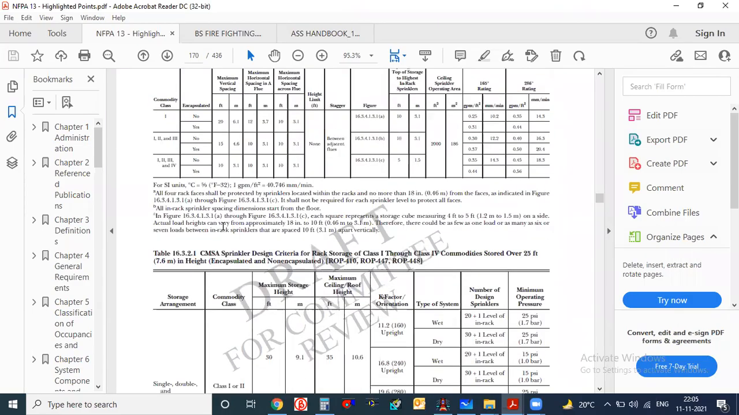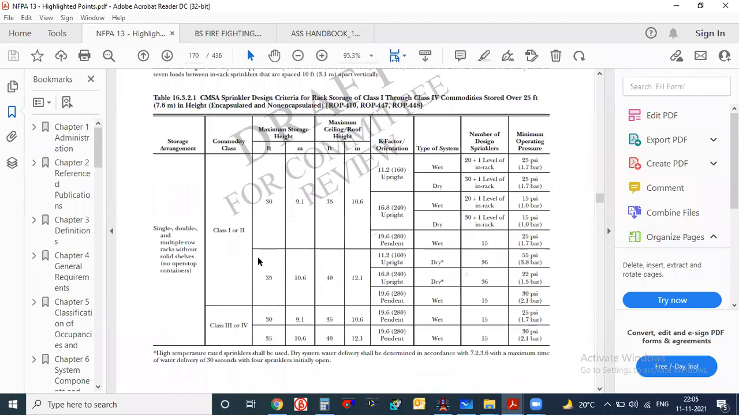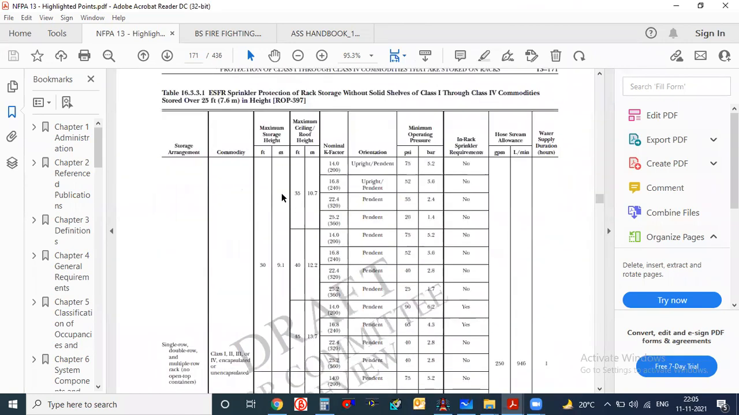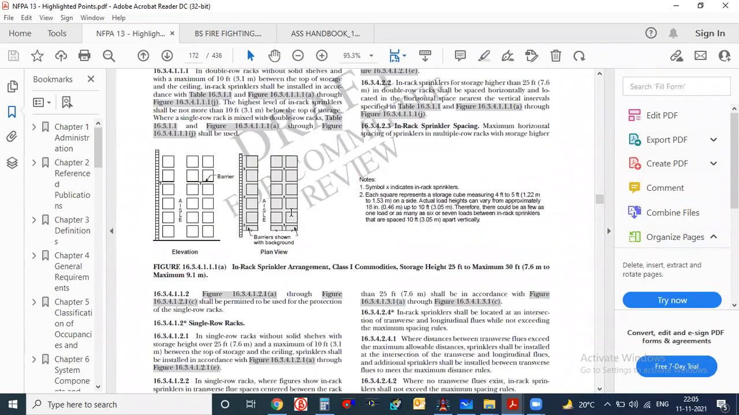If you go a little bit down, you see these tables are not required. Again, this is the table for CMSA sprinkler over 25 feet in height. So you have to check each and every word properly. Same things are given here, and they have given the number of design sprinklers, 20 plus one level in rack. Maybe in racks, this is the ESFR sprinkler they have given. They have not given anything about any CMDA sprinkler.